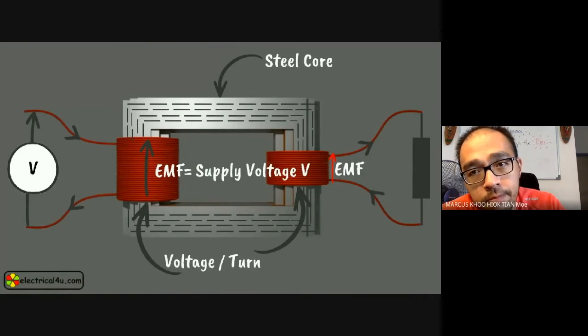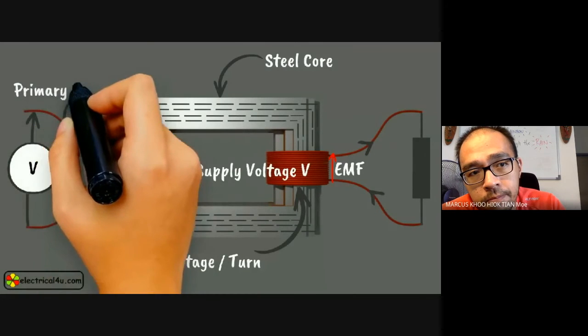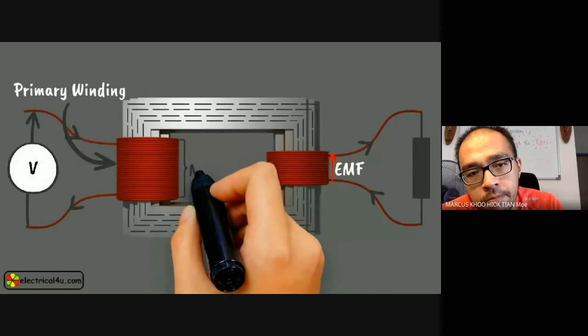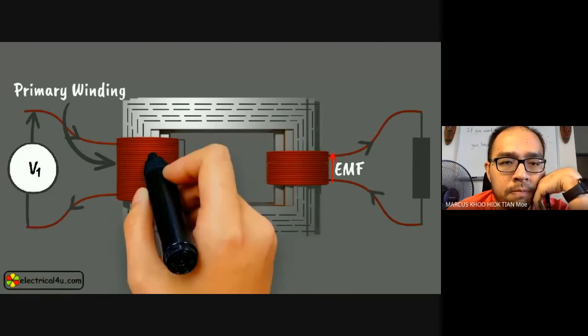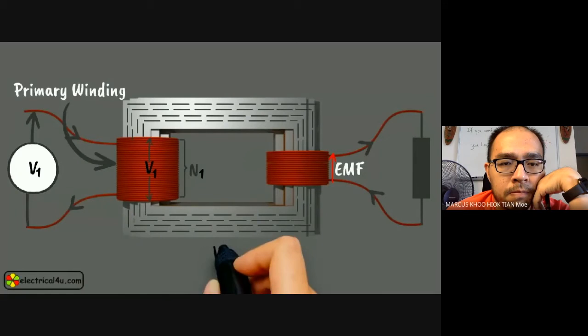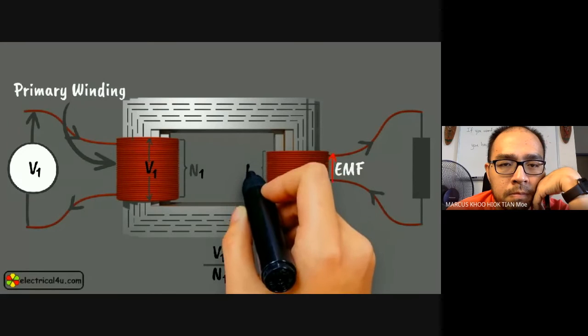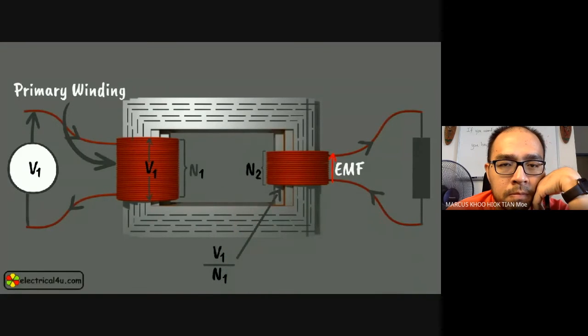As this first winding is connected with supply, it is referred to as primary winding. Now, if this primary winding has N1 number of turns and supply voltage or induced voltage across primary winding is V1, then voltage per turn in the primary winding is V1 by N1. So far, we have understood that exactly this V1 by N1 voltage will appear across each turn of second winding. So if this second winding has N2 number of turns, then total voltage across the second winding is N2 into V1 by N1, and let us say this is V2.